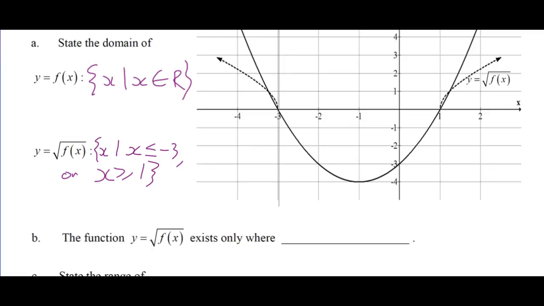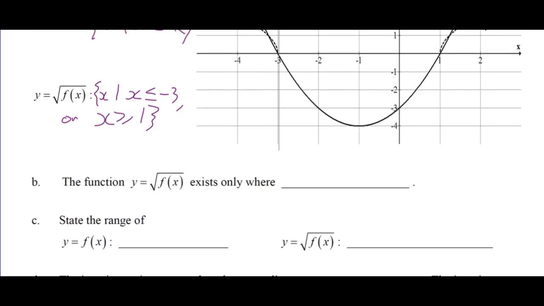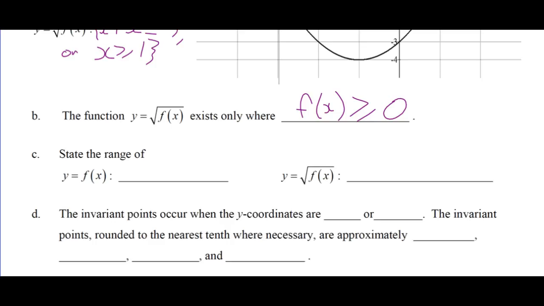The function y equals the square root of f of x exists only where, and in this case, only where what is true about this? Well, let's not limit it too much. So where it's greater than or equal to 0, right? So it's going to be a number whose square root we can take, which is, what did I say it was? Non-negative, right? We just say greater than or equal to 0.